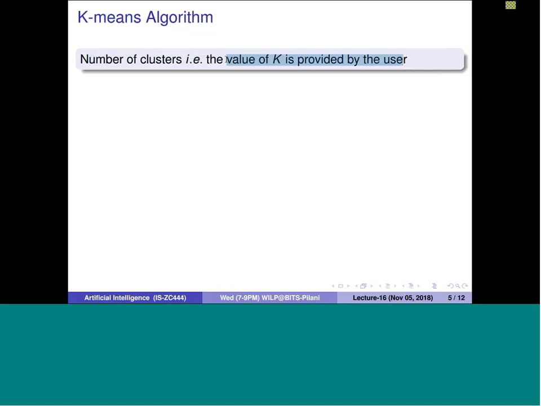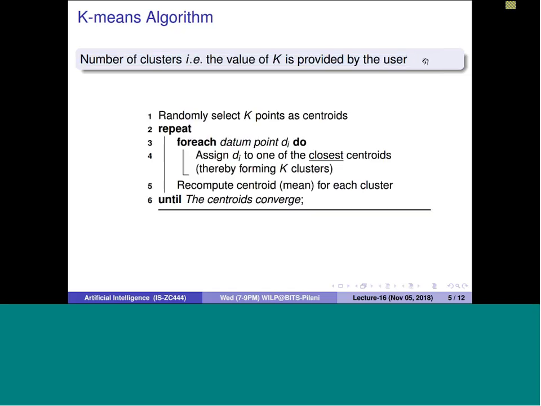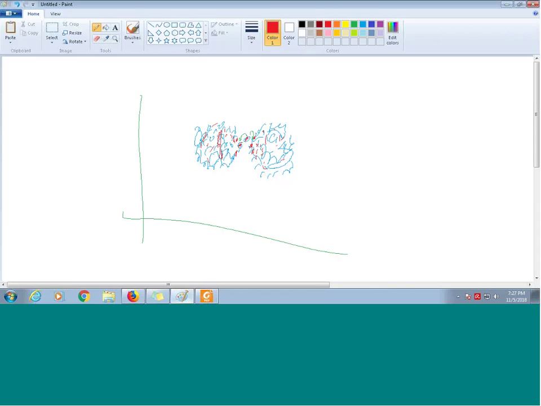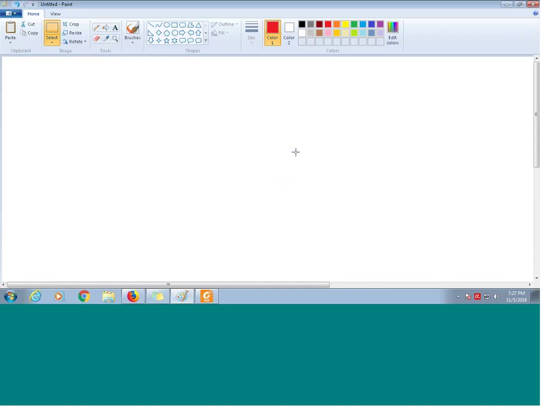I told you that k means how many clusters there are, and that is provided by the system designer, who is the user. So the k-means algorithm is this. Initially I would not go to the algorithm. I would first go to this particular place and tell you how it is happening, and then we would see the algorithm. First we would come here, and then we would go to the algorithm.